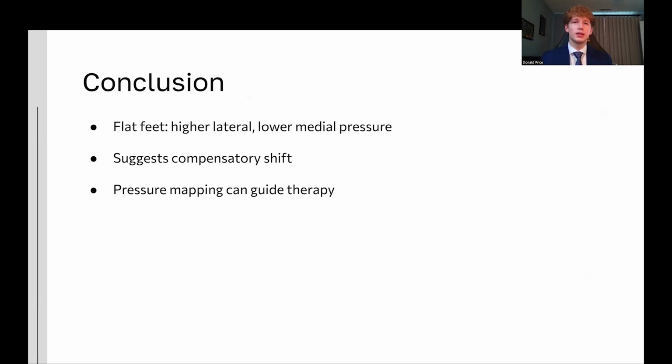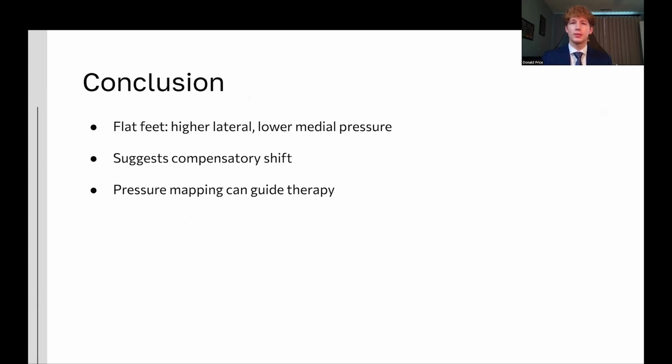In summary, the study revealed that participants with flat feet experience higher pressure on the lateral midfoot and lower pressure on the medial side during stair climbing. Rather than confirming the initial hypothesis of increased medial loading, the data instead suggested a compensatory shift outward. This implies that individuals with flat feet adapt their pressure distribution, likely to improve stability when ascending stairs.